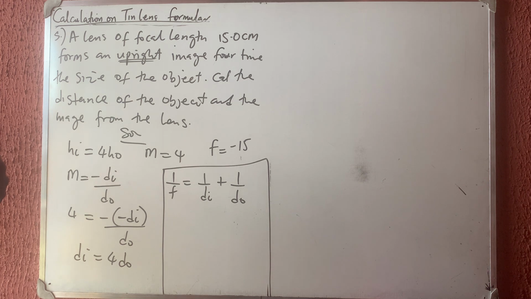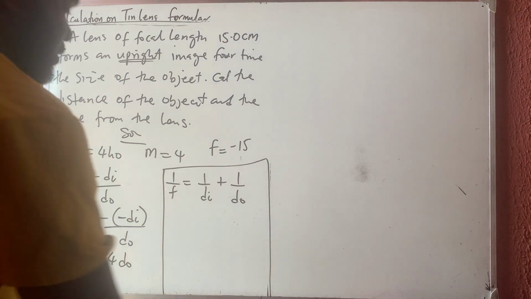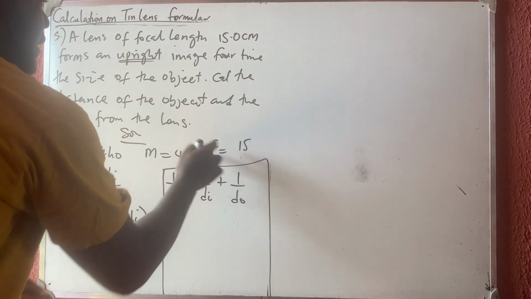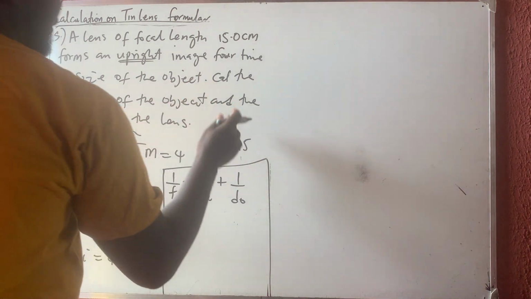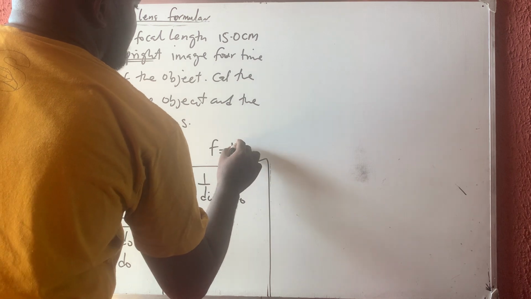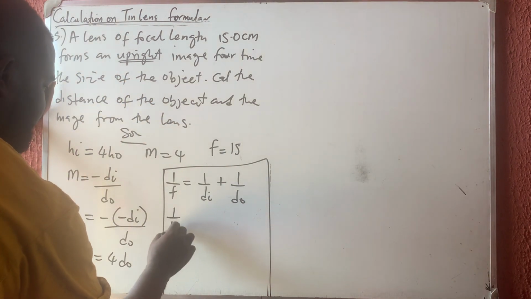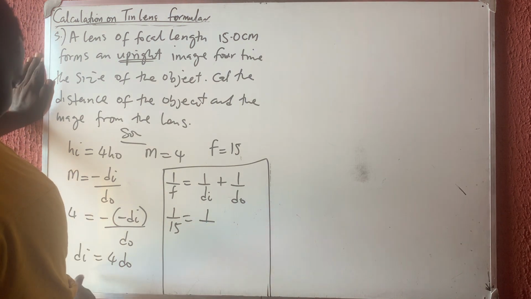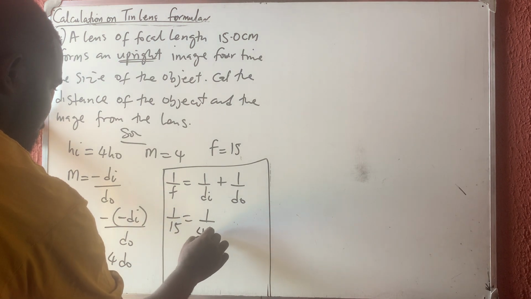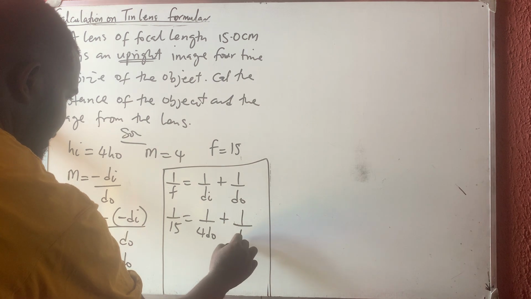But let's see, they told us a lens of focal length, image is 4 times. Since they did not tell us that it is negative and they did not tell us whether it is converging or diverging, let's just assume that it is positive 15. So what do I have? I have that 1 over 15 is equal to 1 over DI, and my DI is 4DO, so 4DO plus 1 over DO.